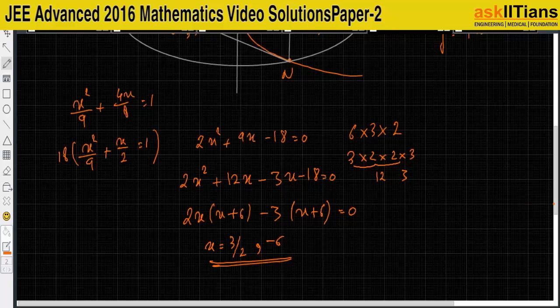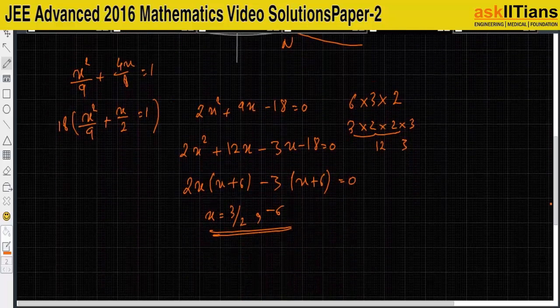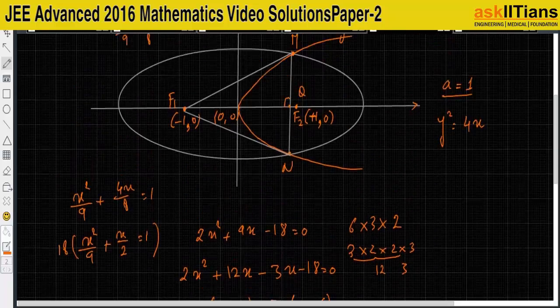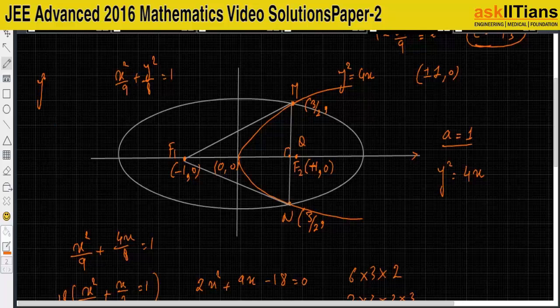But x can't be negative, right? Because we are talking about points which are lying in the first quadrant and fourth quadrant. So x can't be minus 6 definitely. So x will be 3 by 2. Alright, so this point will be 3 by 2 comma something, and this point will also be 3 by 2 comma something, right? X coordinates are same. What will be the value of y? y square is equal to 4x, x is 3 by 2, right? So y square equal to 6. So this will be plus root 6 and this will be minus root 6. So these two are the points.